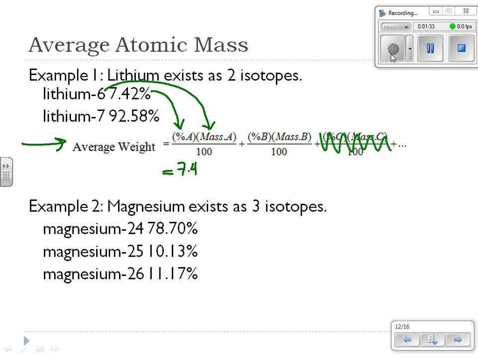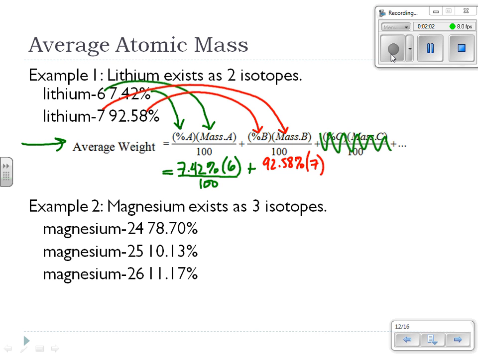So 7.42% times 6, and I'm going to take that divided by 100. And I'm going to add that to my second isotope, which I'll do in red. So my percent is 92.58, and my mass is 7. So I'm going to write that down. 92.58% times 7 divided by 100.